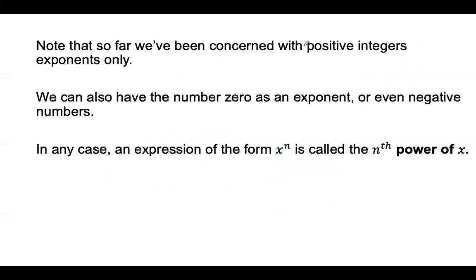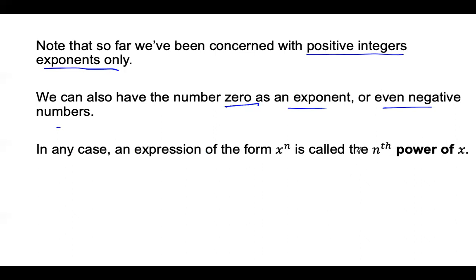So far, we've only been concerned with these positive integer exponents only, right? We've only been looking at positive integers. We can also have the number 0 as an exponent, or even a negative number. So this is what we're going to look at. In any case, an expression of the form x to the power n is called the nth power of x.